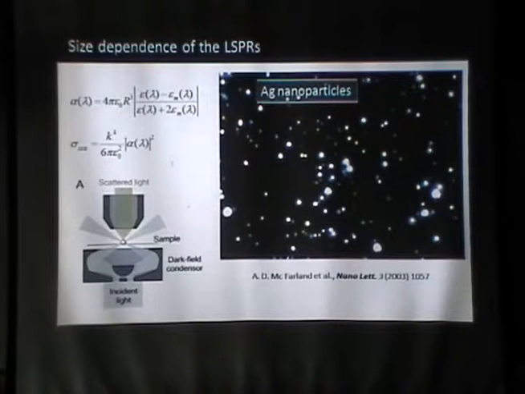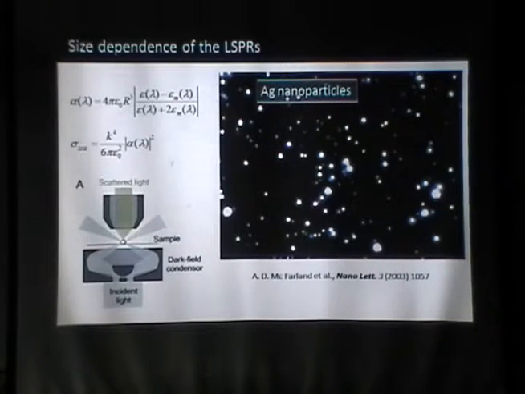So let's start then talking about the localized resonance of metallic nanoparticles. What you see here is a dark field microscopy image of silver nanoparticles of different sizes. Dark field microscopy, if you don't know what it is, is an optical microscopy technique, very simple. We illuminate our sample with a high angle of incidence, so that if there's nothing scattering in our sample, it looks dark.